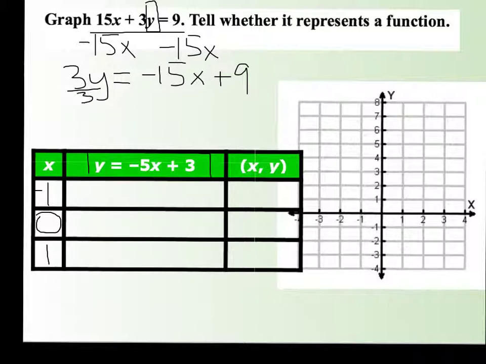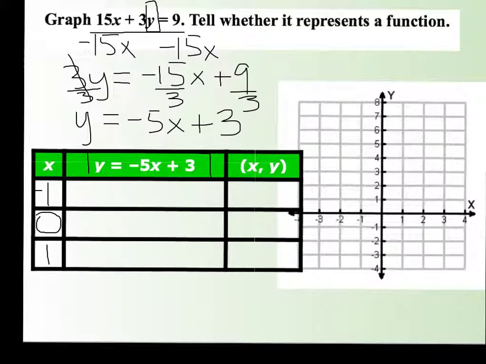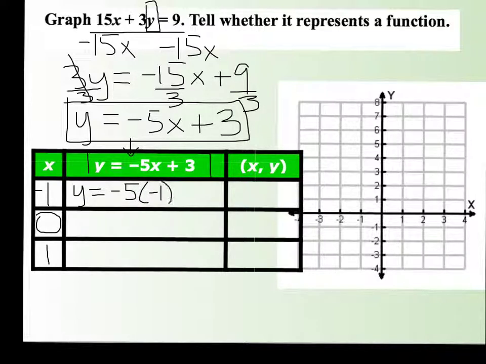Then I'll divide everything by 3, not just 1 or 2, but all 3 things by 3. So this cancels out, and I get y equals negative 15 divided by 3 is negative 5x, plus 9 divided by 3 is 3. And now you can see I get the same exact equation that is in our table. Now that we have our equation solved for y, we can easily plug it in the table and get our points. So the first point I'm going to plug in is y equals negative 5 multiplied by negative 1 plus 3. And so negative 5 times negative 1 is positive 5, plus 3 is 8.